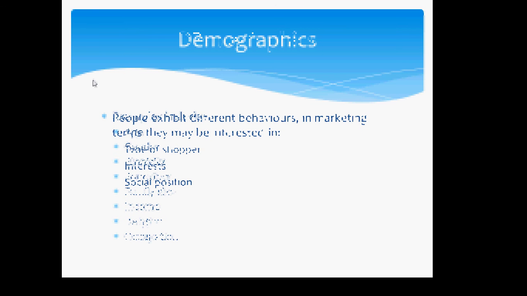And the last one for today. This is looking at people's behaviour. So they might be interested in the types of shopper a person might be. For example, we often hear this phrase, early adopter. Australians are meant to be very strong early adopters of technology.